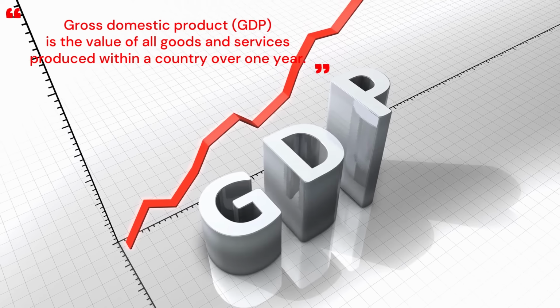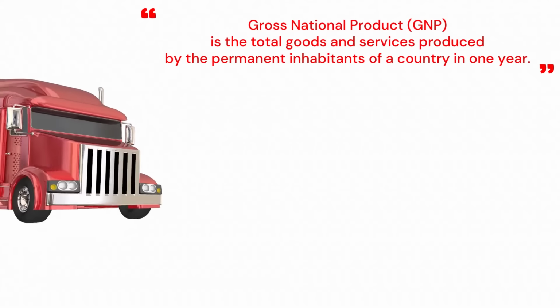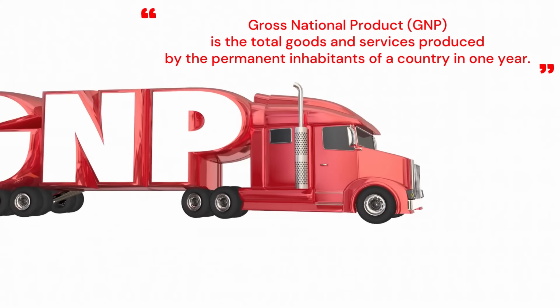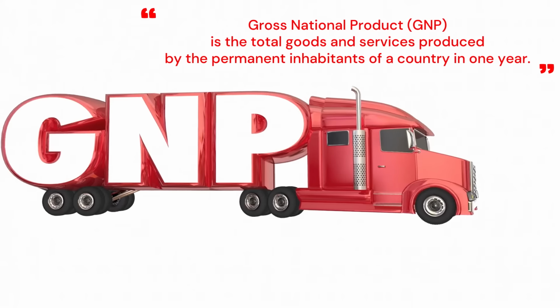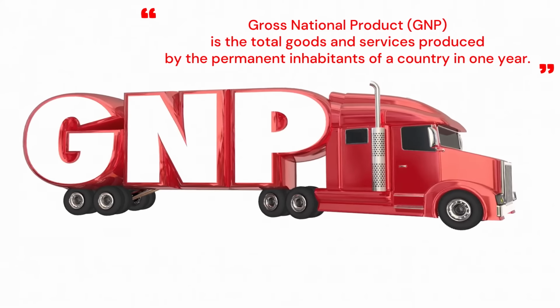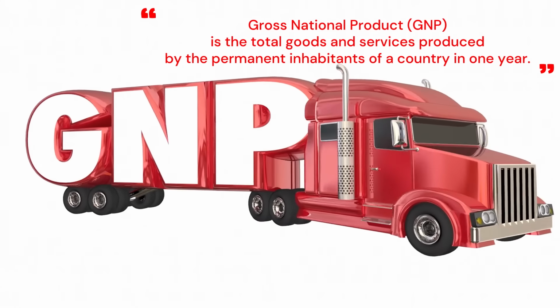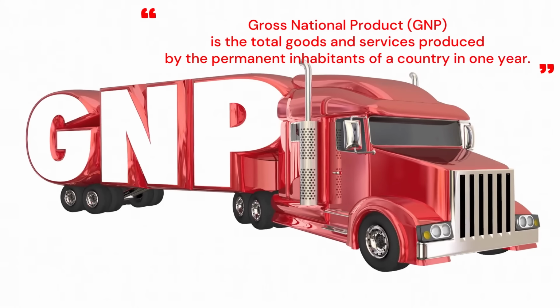Gross national product, GNP, is the total goods and services produced by the permanent inhabitants of a country in 1 year. It includes the value of goods and services produced by nationals working abroad and excludes the value of goods and services produced by foreigners within the country.